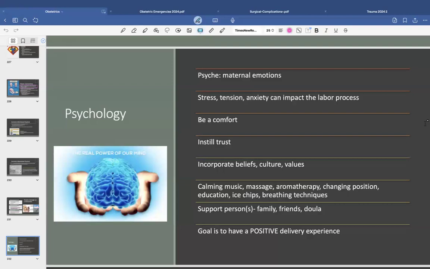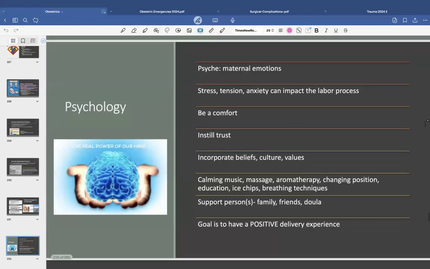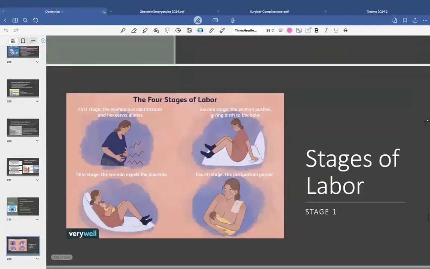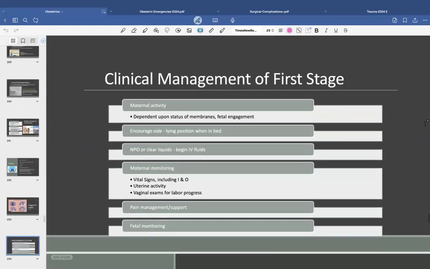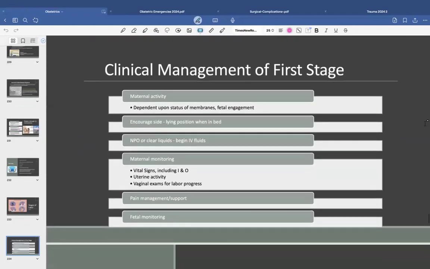So, 4 stages of labor. Here again, you've seen that picture before. What is the clinical management in the first stage? Well, this maternal activity is going to be dependent upon status of the membranes and the fetal engagement. So where mom is at in that first stage is going to be dependent. Has her water broke? Has her membranes ruptured? Is the baby's head engaged? I mean, I know women in the first stage of labor at Target. So it just depends on a lot of different factors.